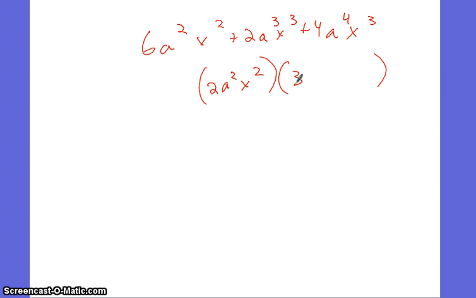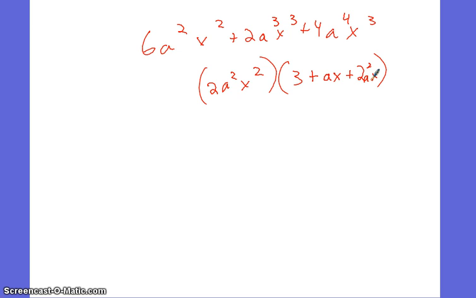My A's are gone. My X's are gone. So that's all good. Then I look at my second term. The 2 is gone. I have an A left, and I have an X left. In my last term, I have a 2 left. I have 2 A's left, and I have an X. That leaves me with my final answer, and my problem's done.